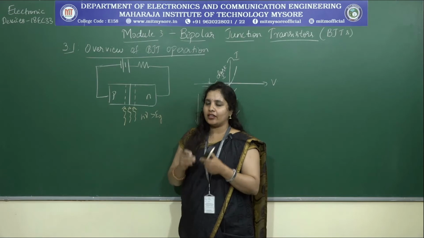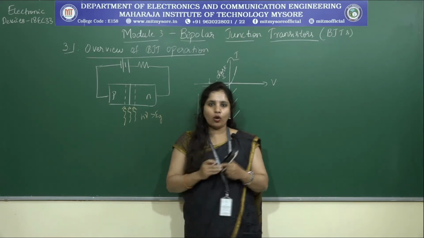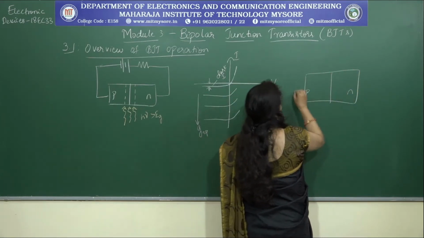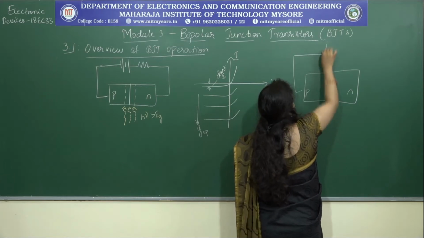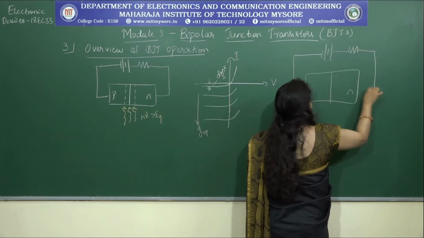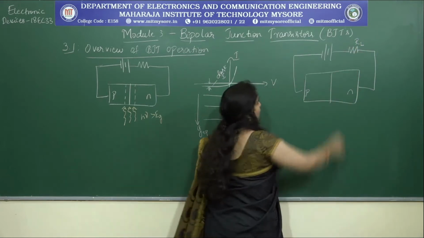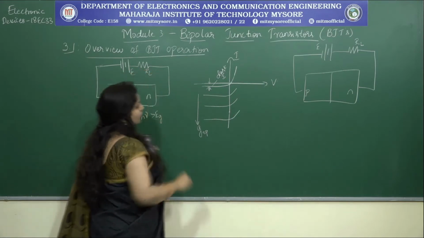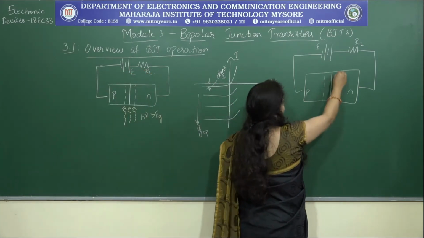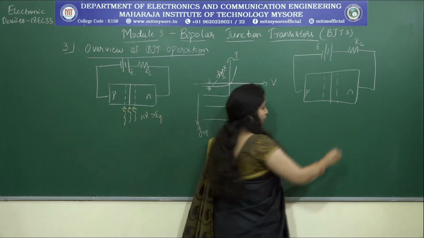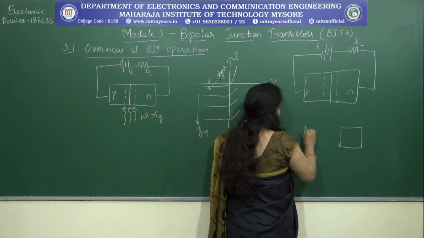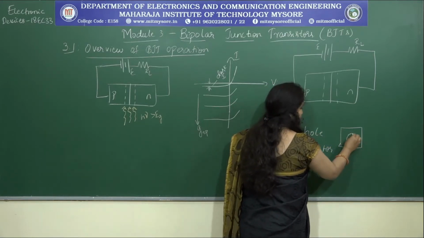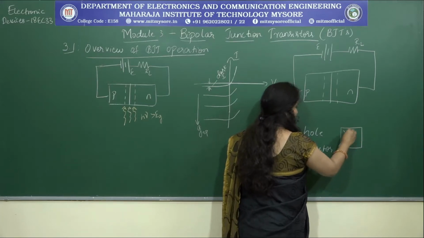Let's try to understand this scenario by considering a figure. I have the same PN device, which is reverse biased, and there is a load connected. Let me represent the supply as E. Now, what am I trying to do? I am trying to have a hole injector. Let me represent the hole injector like this.